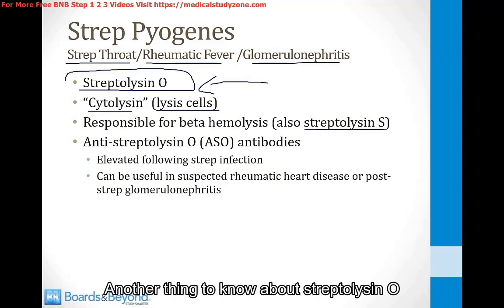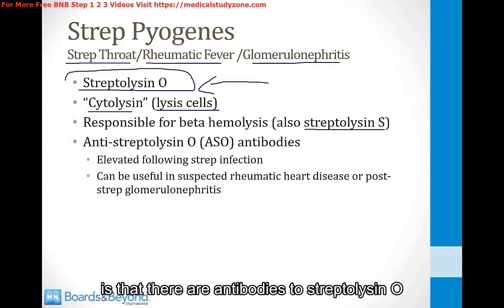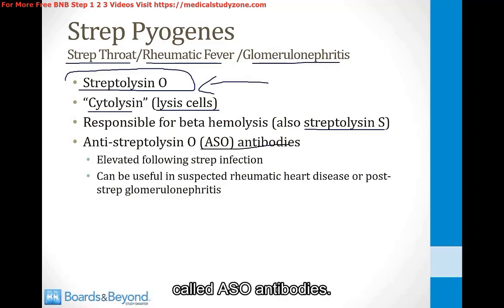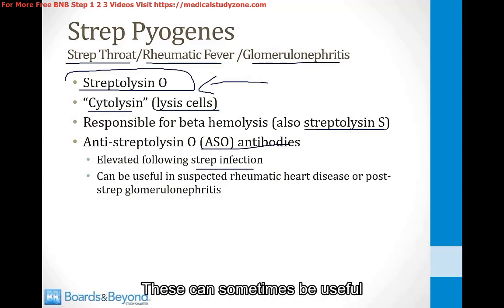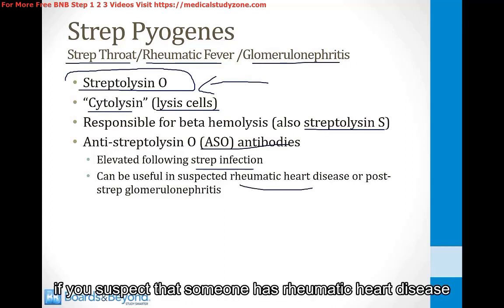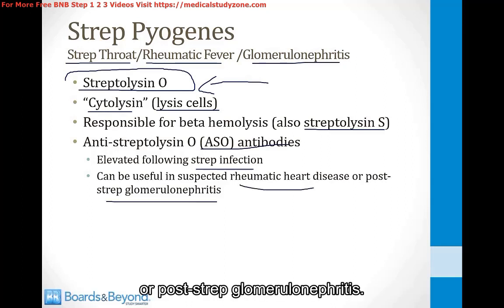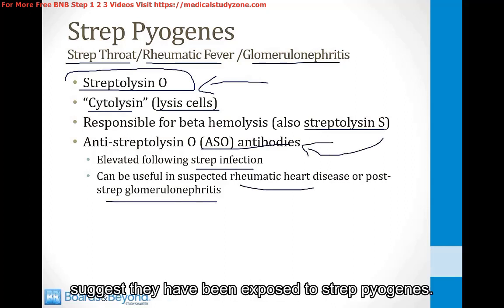Another thing to know about streptolysin O is that there are antibodies to streptolysin O called ASO antibodies, and these are elevated following a strep infection. These can sometimes be useful if you suspect that someone has rheumatic heart disease or post-strep glomerulonephritis. The presence of these antibodies suggests they have been exposed to Strep pyogenes.